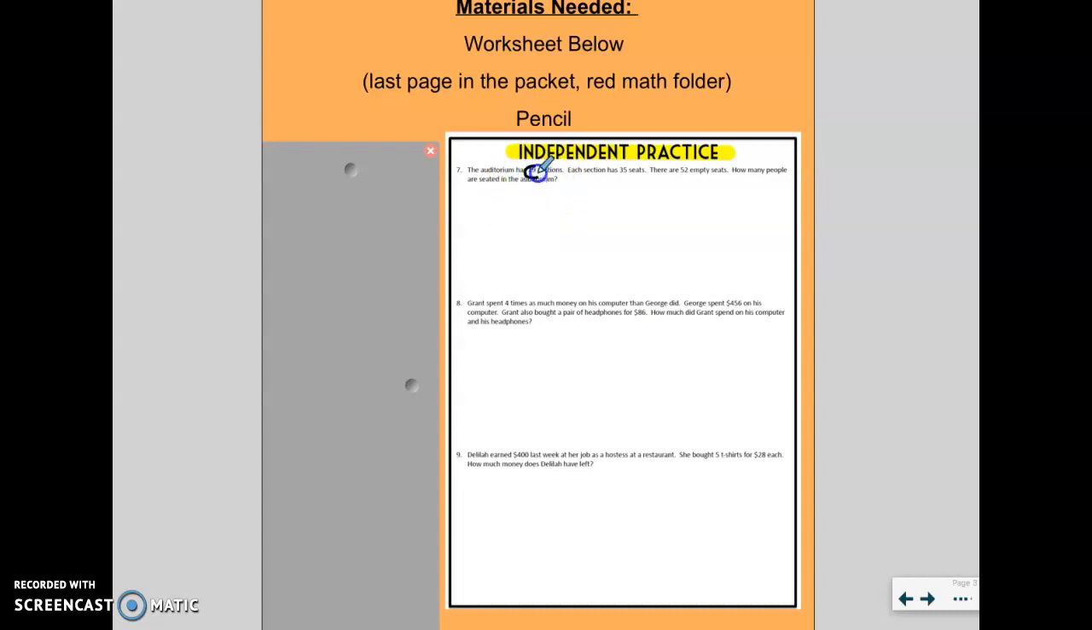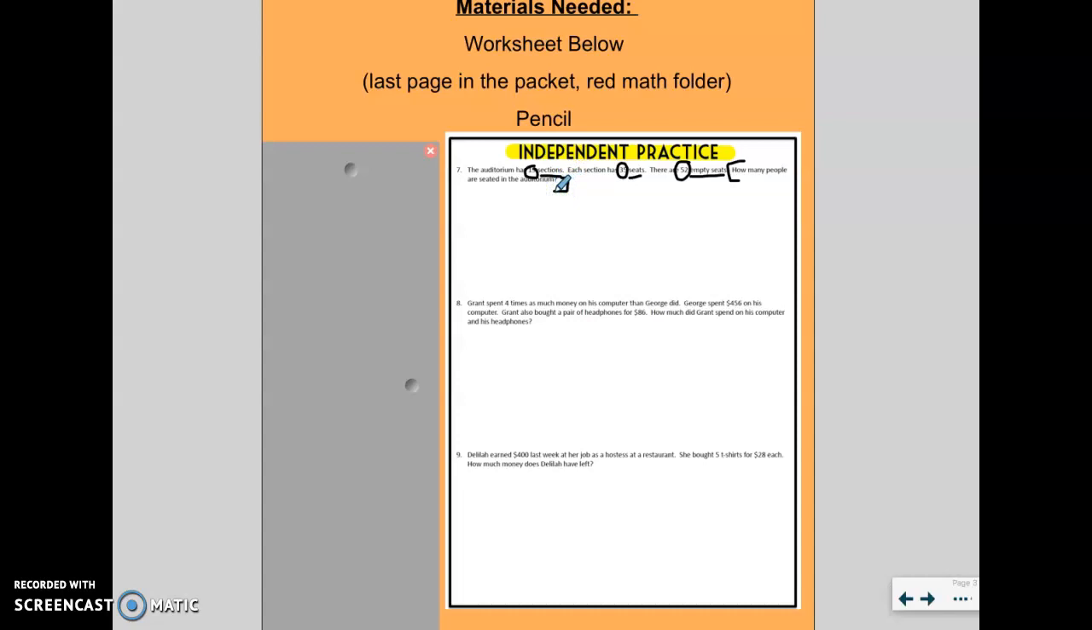So let's go ahead and circle 19 and underline sections. Each section has 35 seats, so circle 35 and underline seats. There are 52 empty seats, so I'm going to circle 52 and I'm going to underline empty seats. How many people are seated in the auditorium? That's my question, so I'm going to bracket that in. That is my final question that I want to answer.